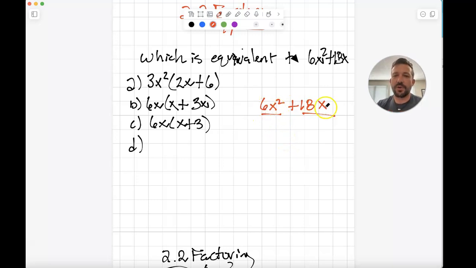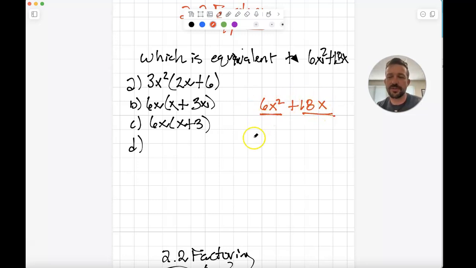For the 6x squared plus 18x, you would look at each term and ask, what does each term have in common? What are they both divisible by? Each one is divisible by 6, and each one is divisible by 3 and 2. We have lots of factors, not just one. And each one is divisible by at least 1x; this one is divisible by 2 x's, but this one is only divisible by 1.